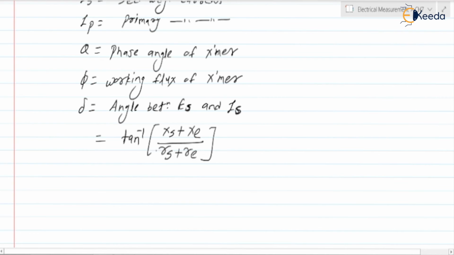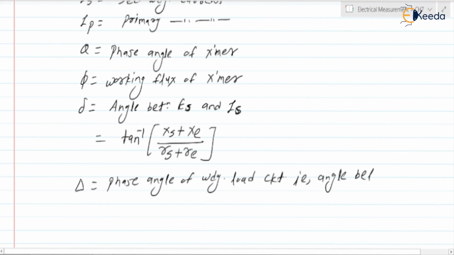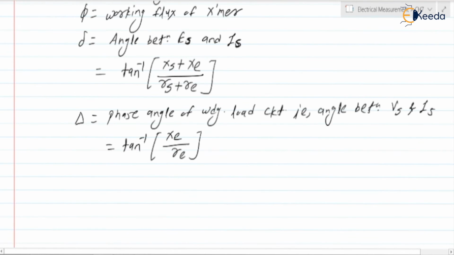Next, the phase angle of the secondary winding load circuit, that is nothing but the angle between VS and IS, which is equal to tan inverse of XE by RE, because this is only the angle between VS and IS.